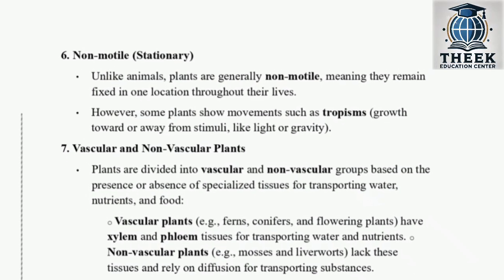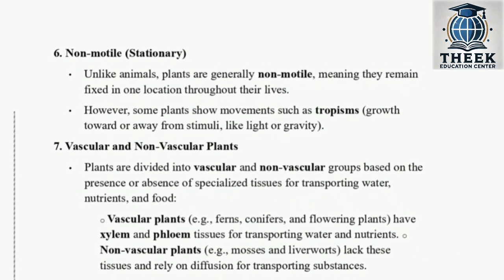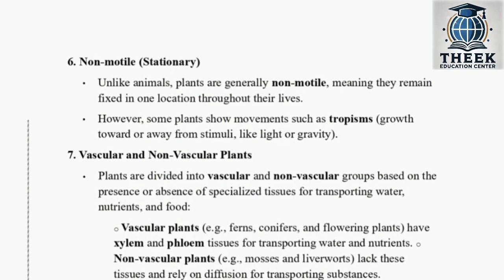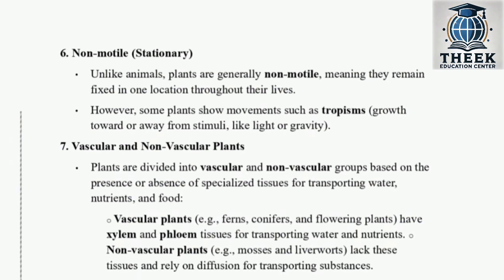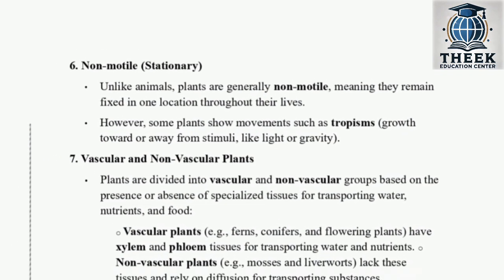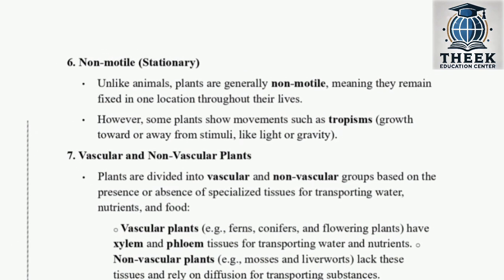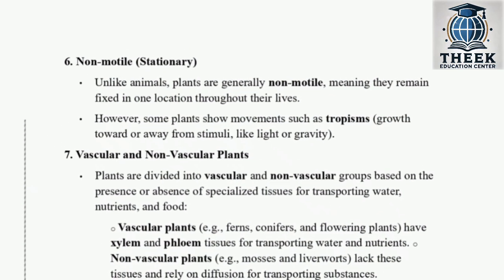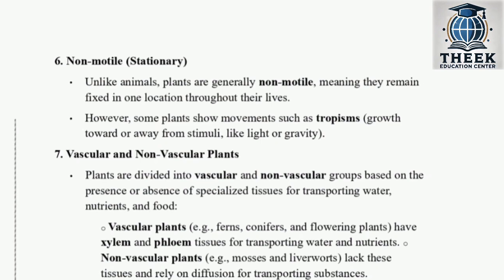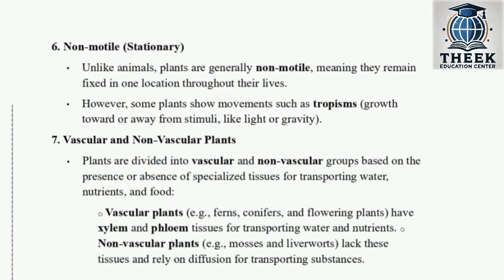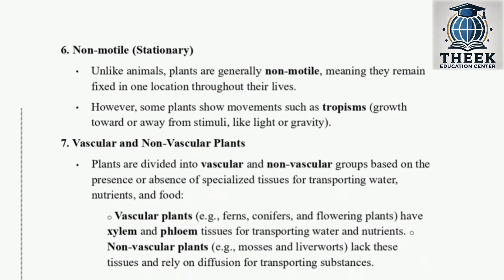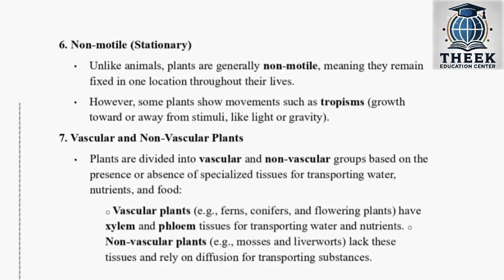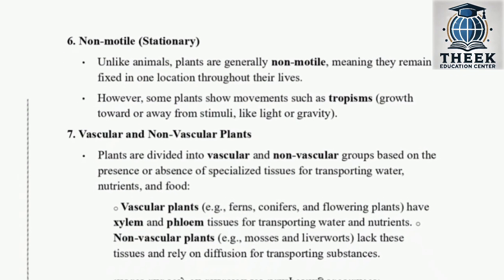Six, non-motile. Plants are non-motile, or stationary. They are stationary, but there is a way they compensate for that. We'll discuss that. That means that when you plant a plant at a certain region, you don't expect after one week that plant is growing from another region. So this plant is non-motile. It does not move, but there's a way it compensates for movement.